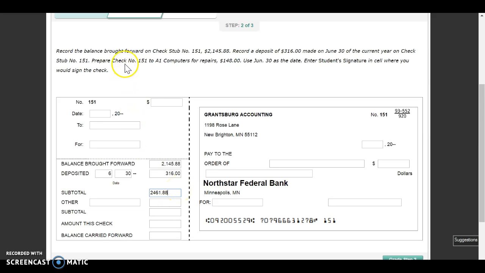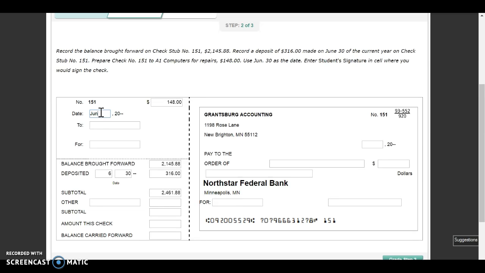Now, the next part it says is we need to prepare check number 151. Now, remember, before we actually write out our check, we need to fill in our check stub. We don't want to write out our check and give it away without filling out our check stub. So I'm going to start up here at the top. The amount of this check is $148. I get that from the information here. The date is June 30th.